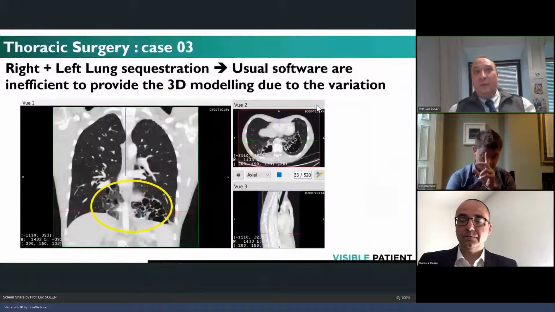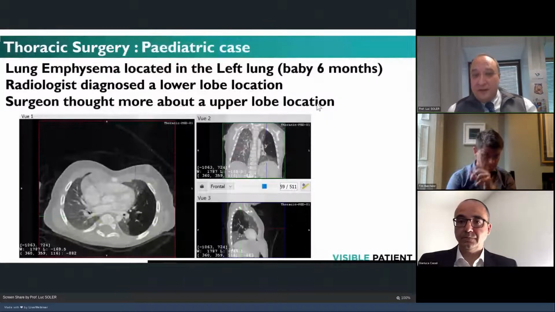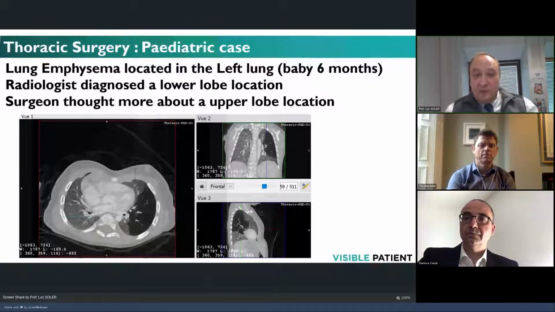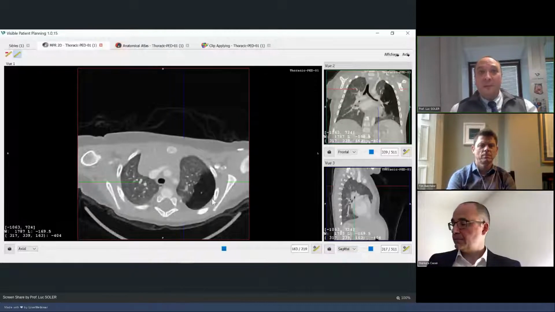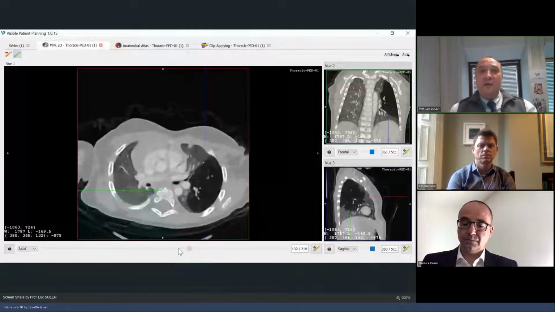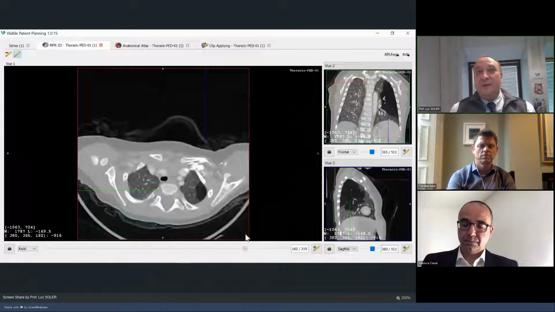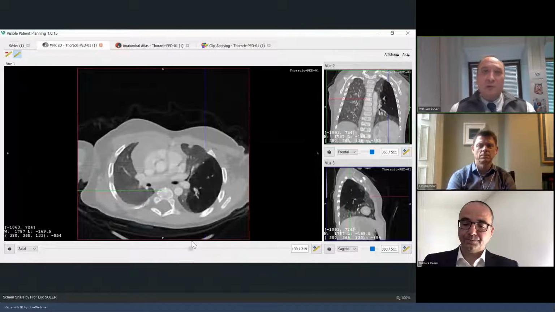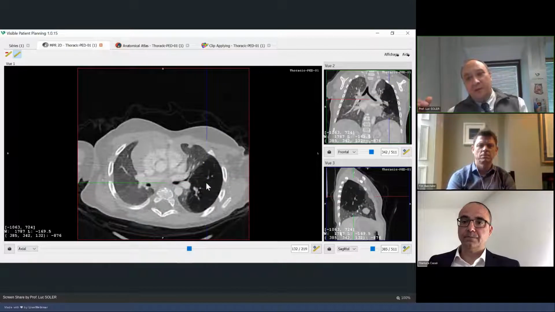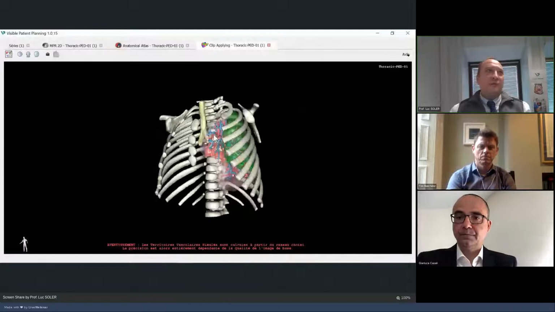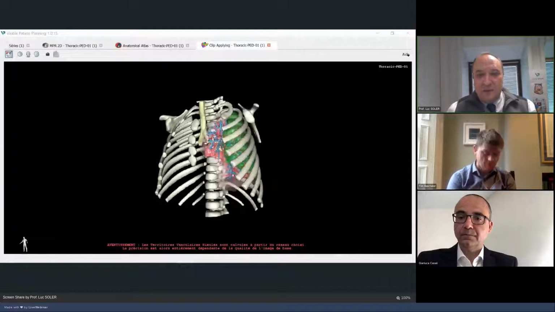Another example, because it's not only for adults but also for children, we can use that for any age. It's for this other case where you will see here not tumors, but an emphysema, a big emphysema. This case is really interesting because from the image, the radiological department said that this emphysema was located in the lower lobe, of course, the lower left lobe, and the surgeon was thinking that it could be in the upper lobe. So he asked for a 3D reconstruction. Here is the 3D reconstruction of this child, a really young child, a baby, indeed.